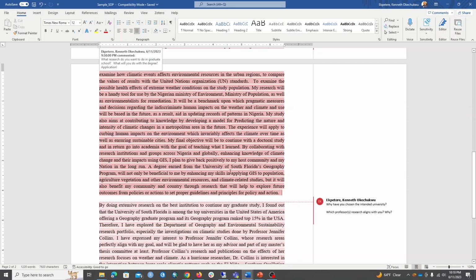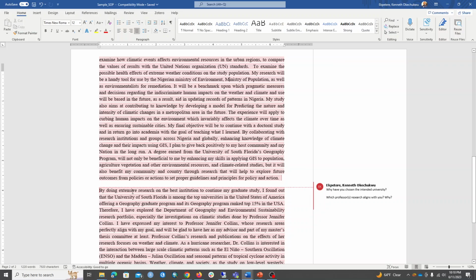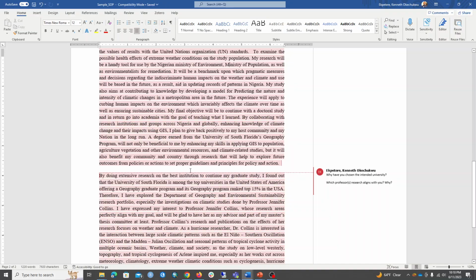A degree earned from the University of South Florida Geography program will not only be beneficial to me by enhancing my skills in applying GIS to population, agriculture, vegetation, and environmental resource and climate-related studies, but it will also benefit my community and country through research that will help to explore future outcomes, from policies or actions, to set proper guidelines and principles for policy and action.